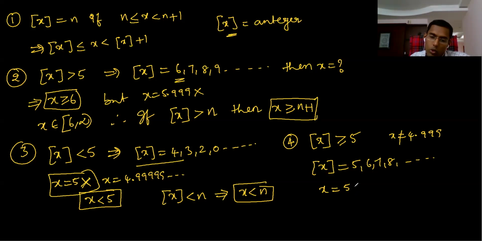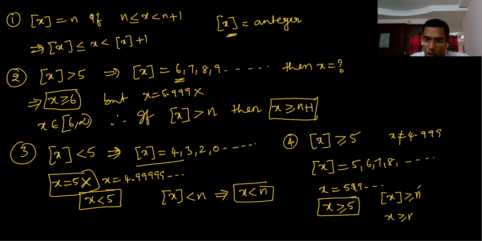Therefore, you have to start with 5. 5, 5.1, 5.9999 are all okay. Therefore, x should be greater than or equal to 5 is the only answer. Simple. x equal to 5 is okay, x greater than 5 is okay. So your conclusion is: if bracket x is greater than or equal to n, then x is greater than or equal to n. This is your formula.